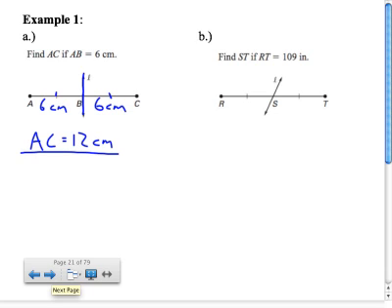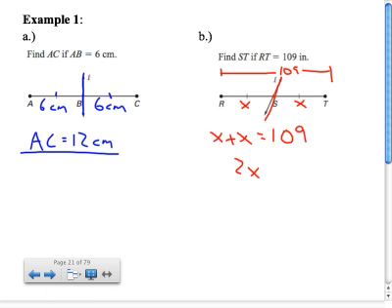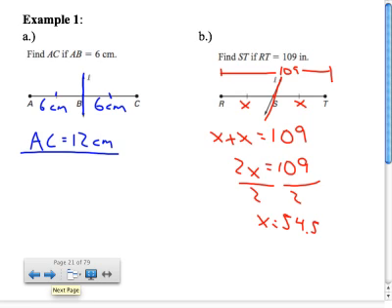Part B, again, line L is the segment bisector. That means S is the midpoint. We know that the entire length here is 109. Our task is to find ST, call it X. Well, we know that ST and RS are the same. And so X plus X equals 109. So 2X equals 109. Divide both sides by 2. X equals 54.5 inches.